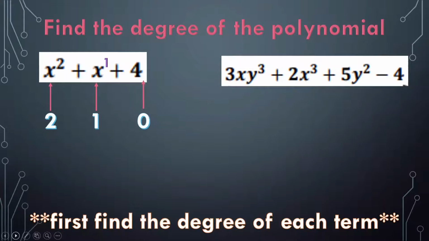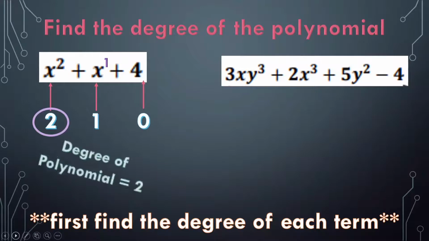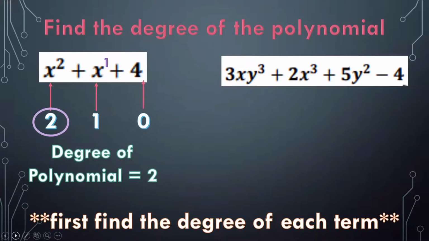So now we're talking about the degree of that whole polynomial. Remember, it's the greatest degree. If you look at this one, 2 is the biggest number. So the degree of that trinomial is 2. Getting the hang of it? Okay, let's go look at the next one.